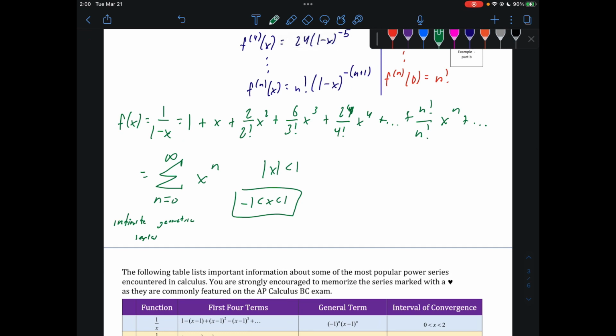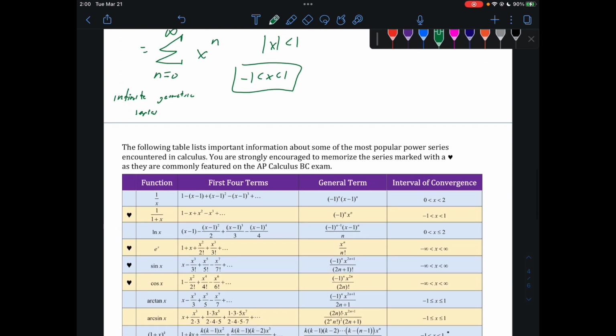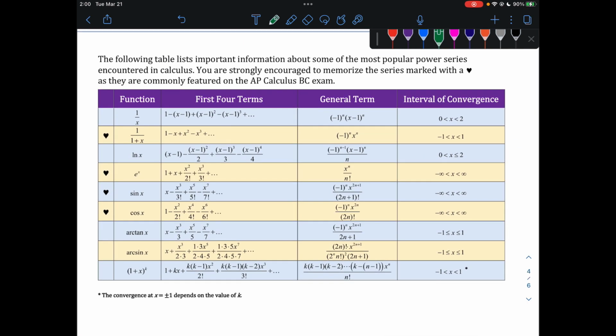All right, before we get into our one AP problem for the day, here's a table. The following table lists important information about some of the most popular power series encountered in calculus. By most popular, I mean most used. The ones with little hearts next to them come up on the BC exam a lot, almost every single year. So if we know those four by heart, it'll save us a lot of time when we're doing these problems. Instead of trying to come up with these on our own by using the Maclaurin or Taylor polynomials, we just know them and we can jump right to the answer for it. So that will help save a lot of time on the AP test.